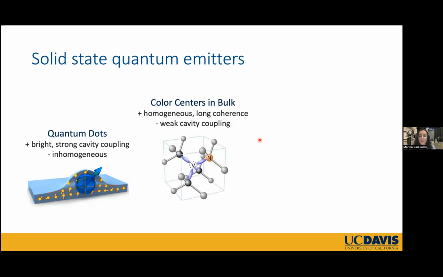Then about now 20 years ago, people started working on color centers in silicon carbide and diamond, and that is the platform that we also focus on. The good thing about color centers is they're much more uniform, and they have seconds-long coherence time. However, a drawback is that their coupling to the photonic devices is a little bit weaker, so we need to come up with tricks to overcome that, as I will discuss today.